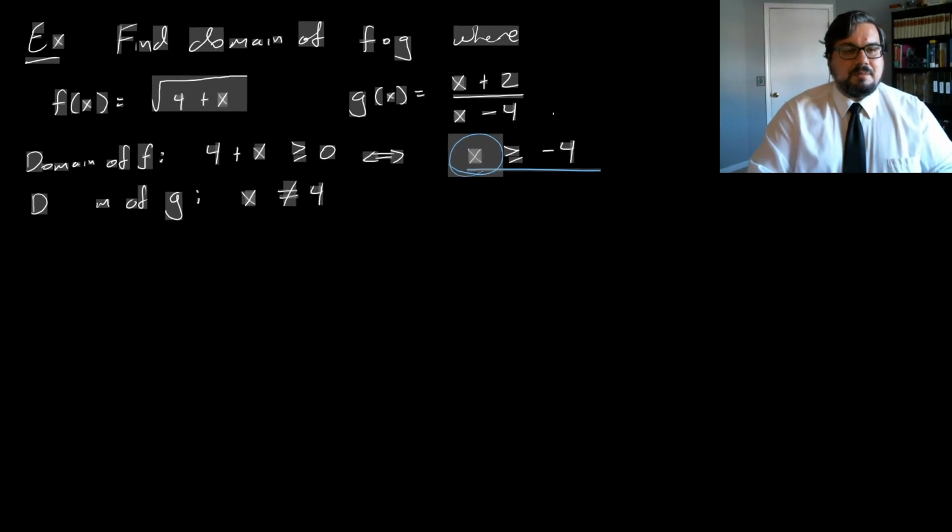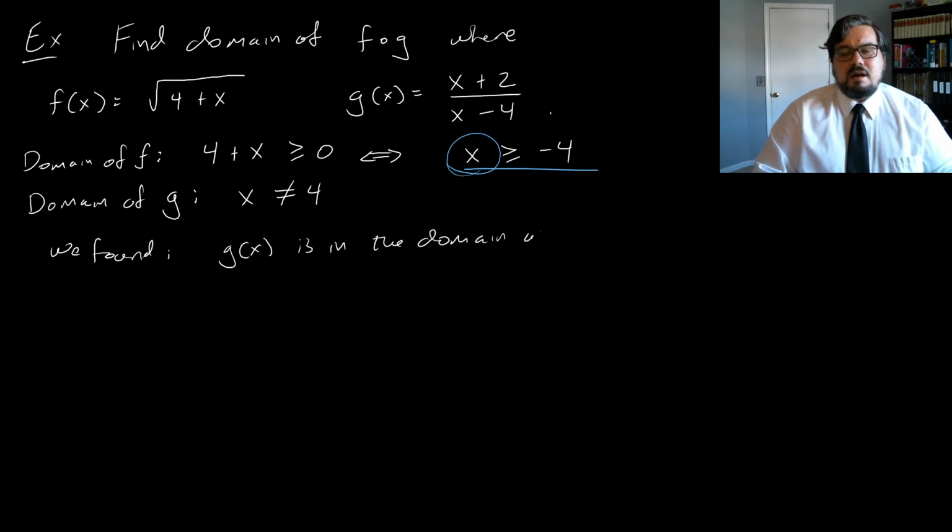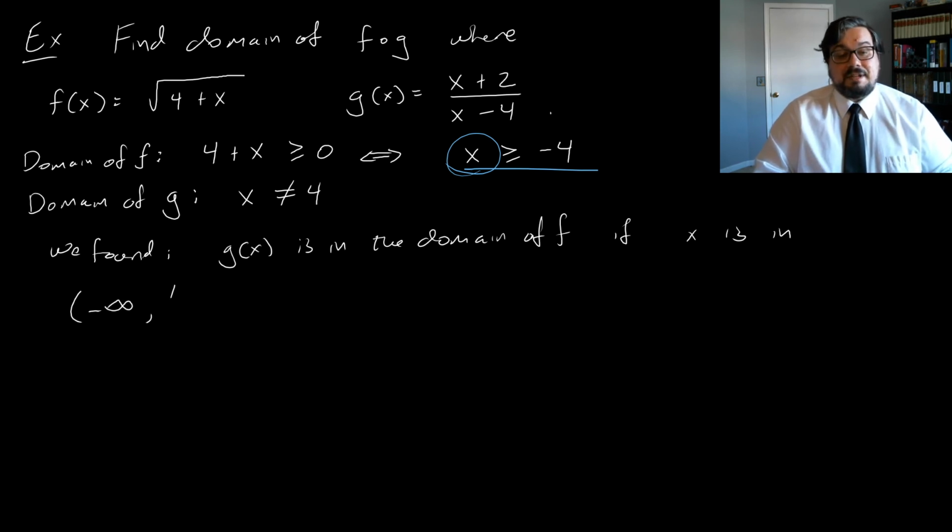So let me give myself some more space here. This is what we had before, and what we found is that g of x is in the domain of f if x is in the following set: the interval from negative infinity to 14/5 union the interval from 4 to infinity.